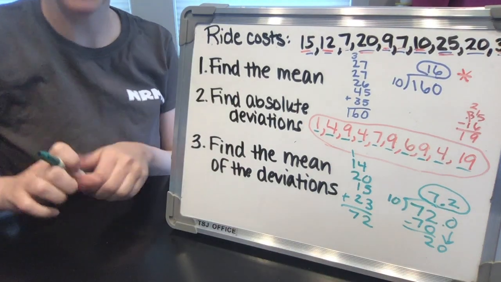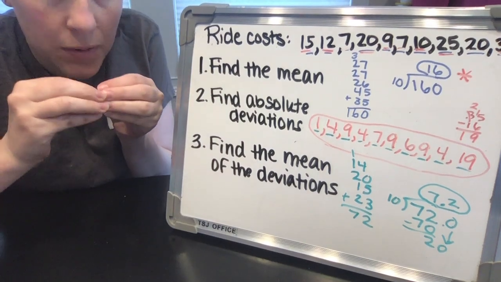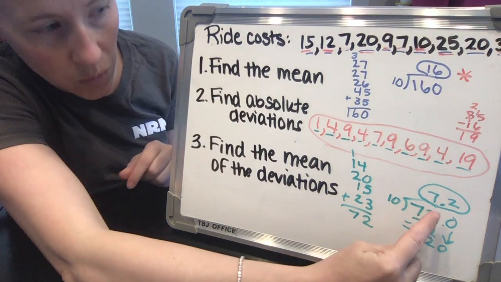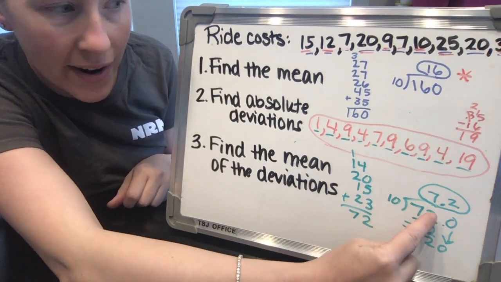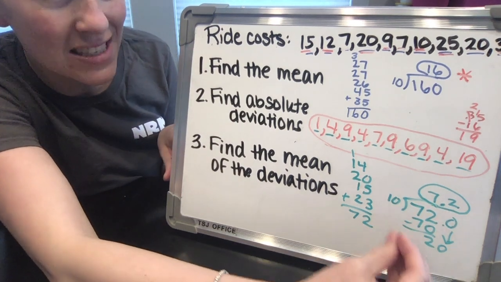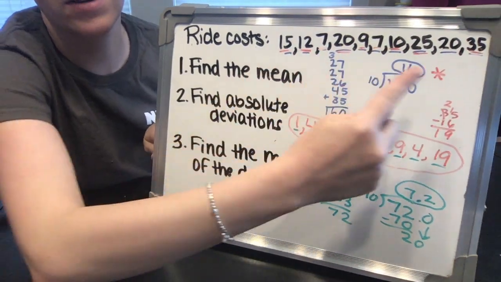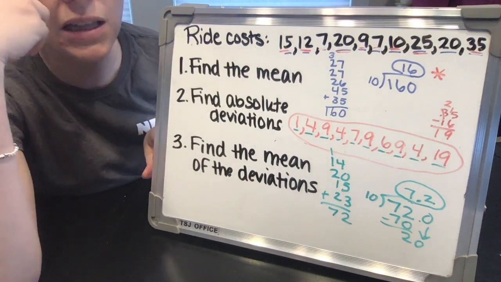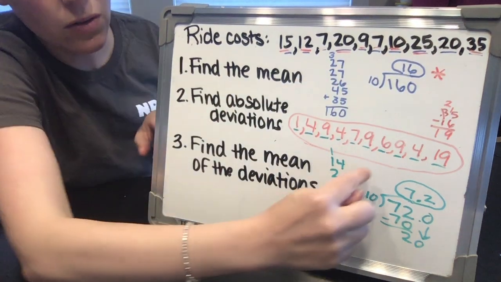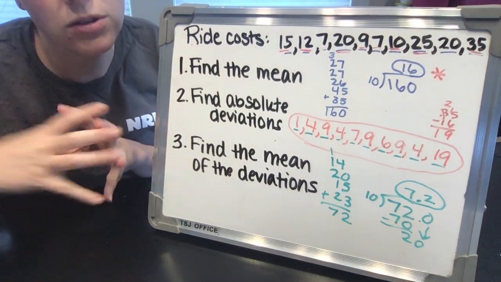Now, if you remember, on our last mean absolute deviation, all of our ages were really close. So the mean absolute deviation was only 1 point something. This one, these rides are a lot more spread out. Their mean absolute deviation is 7.2. So they are on average $7.2 away from the average. There's a lot more variation to these ride costs. We've got some really low rides like $7. We've got a high ride up here, $35. So this mean absolute deviation, because it was higher, shows us that our data is more spread out from one another.